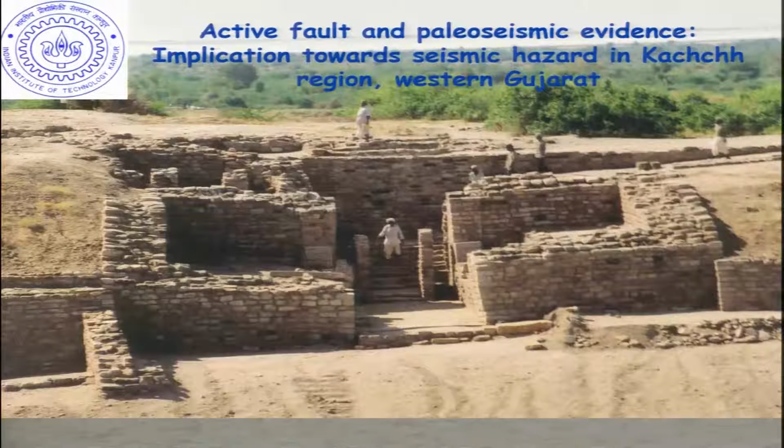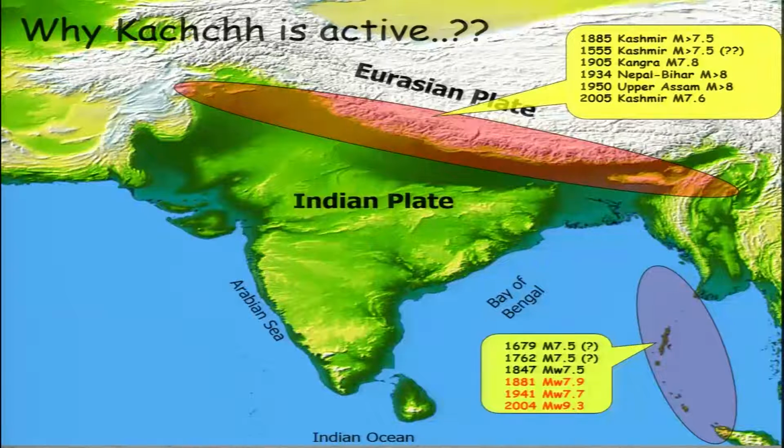The photograph which has been shown here is from Dholavira, which is one of the very famous ancient Harappan sites, and people have linked this also to the Indus Valley civilization. So, why is Kachchh so active, and why does Kachchh need to be understood in terms of the deformation pattern and the earthquakes which are occurring there?